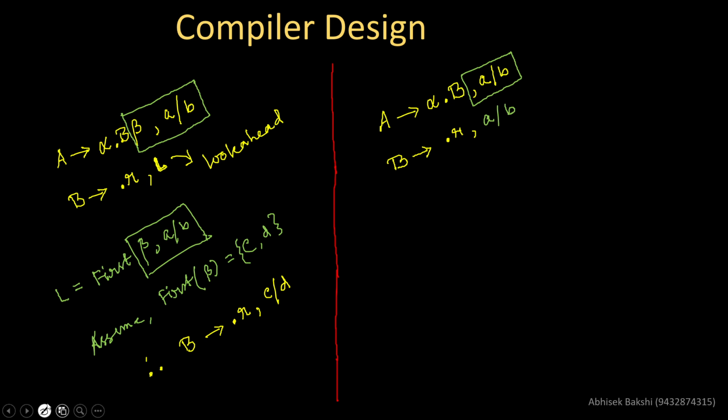Now let's take a very simple example so that we can practice how to find the lookahead of some production rule. So assume that we have a grammar like this.